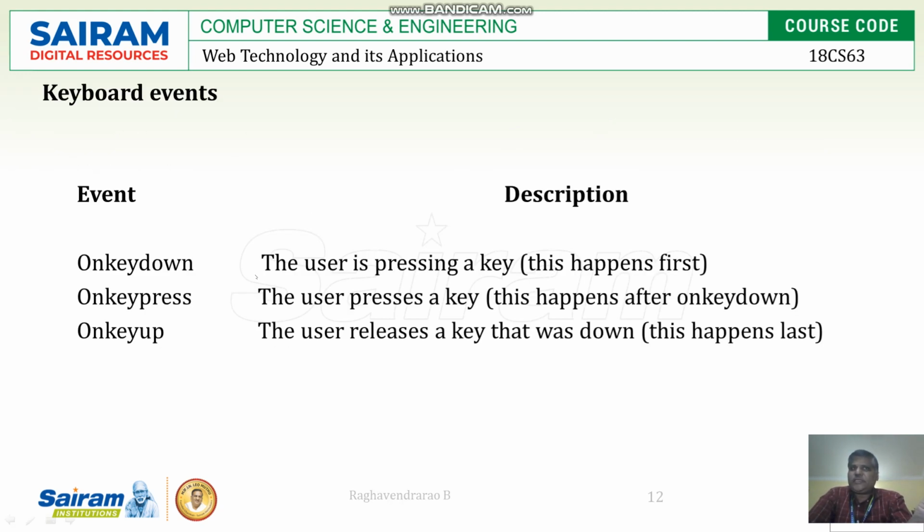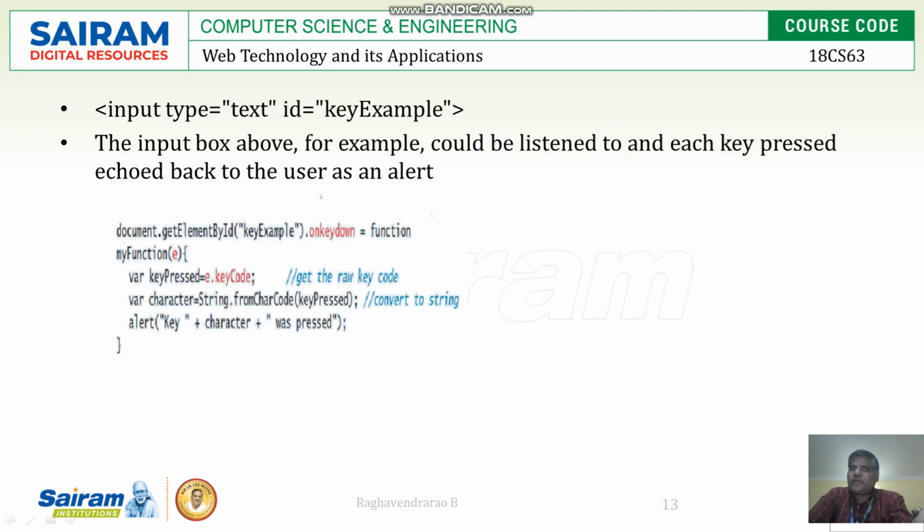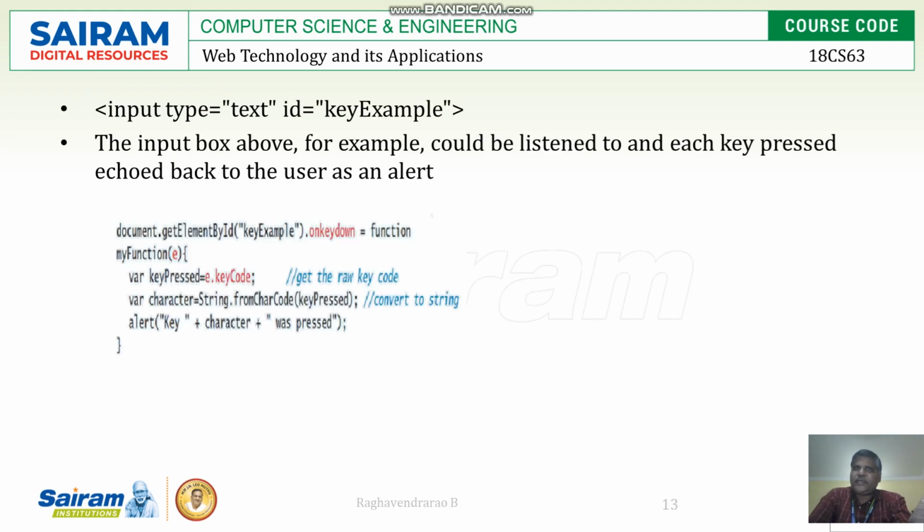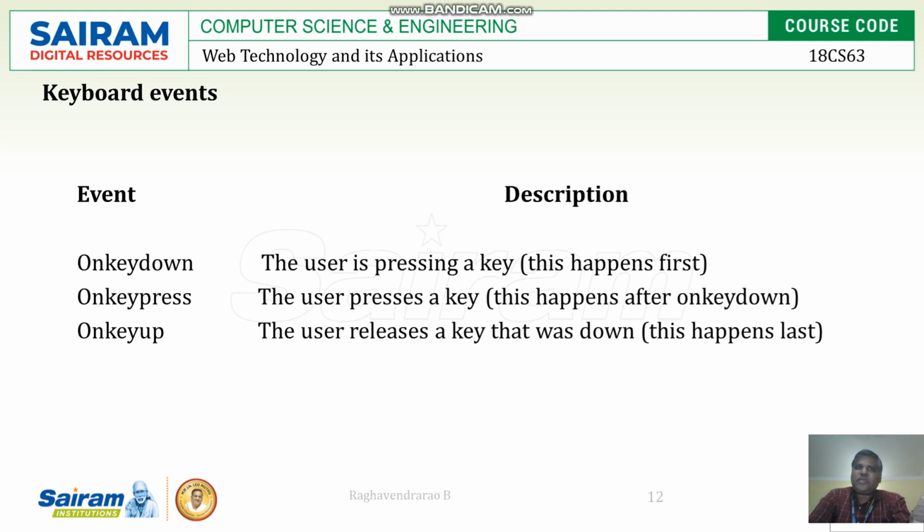Then keyboard events. onkeydown: you just press down and nothing happens until you release, then something happens. So this is onkeydown, which triggers some actions. onkeypress means one click. Then onkeyup: on down nothing is happening, only on up it happens. So events like this are there.